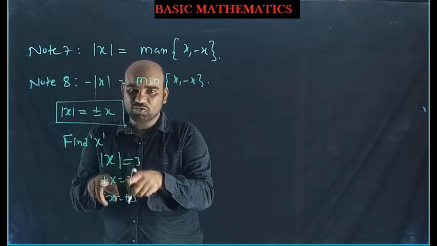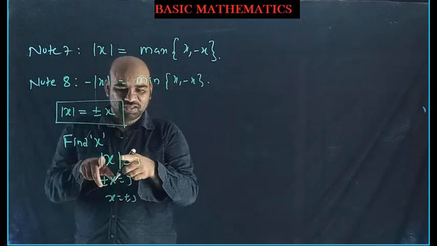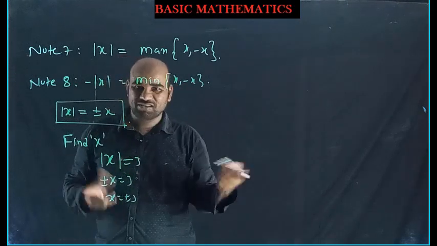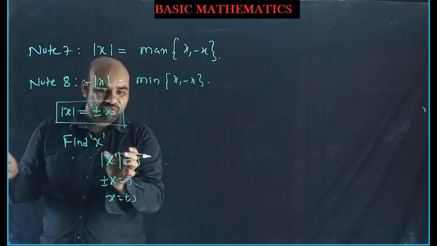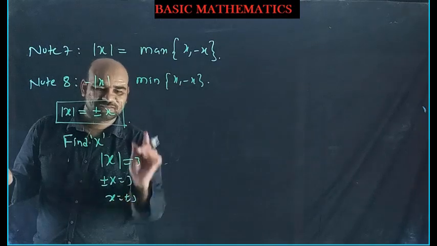For equality, no problem. If an inequality is there, it will affect. That's why don't write, for example, mod x less than 3 means x less than plus or minus 3. No, that becomes wrong. That's why mod x means plus or minus x equal to 3. So now you can say x equal to plus or minus 3.